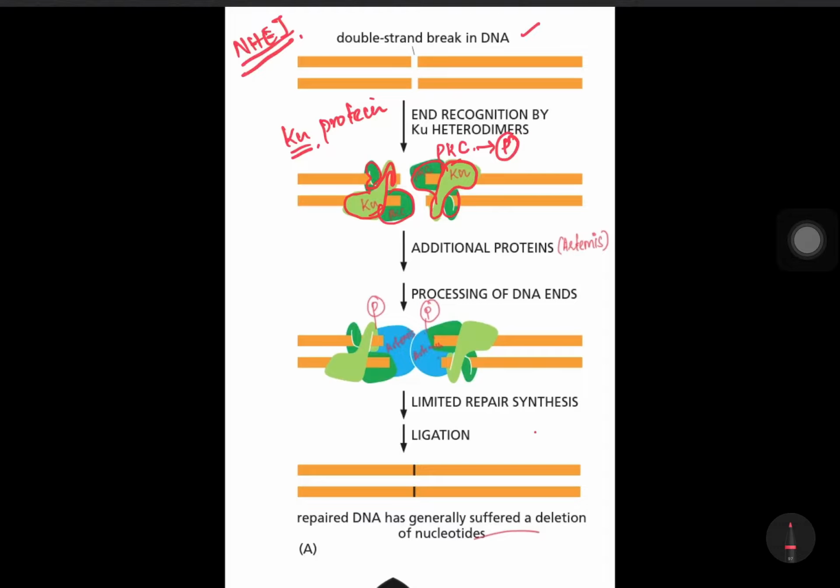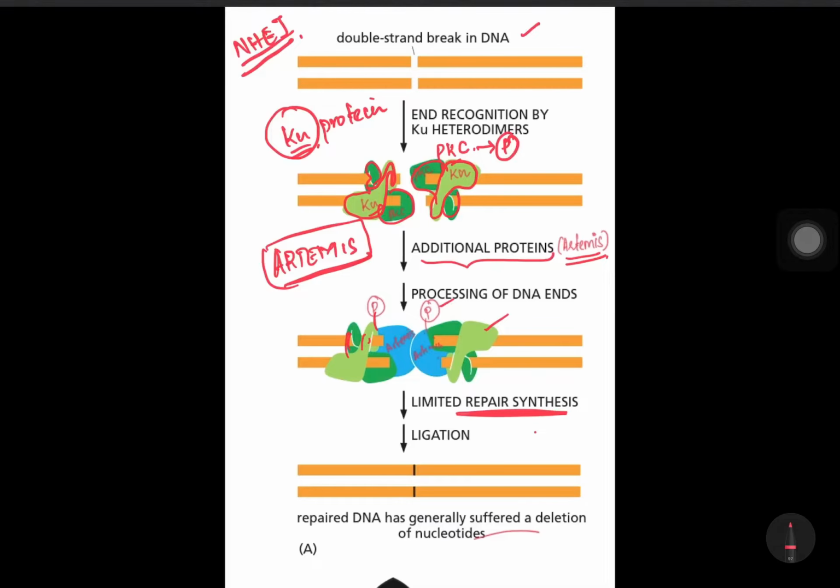To make it phosphorylated, we have some additional protein. The name of the protein is Artemis. So the first protein is Ku and the second protein is Artemis. This protein will phosphorylate the protein kinase C, and once it is activated, hence our repair synthesis will start.